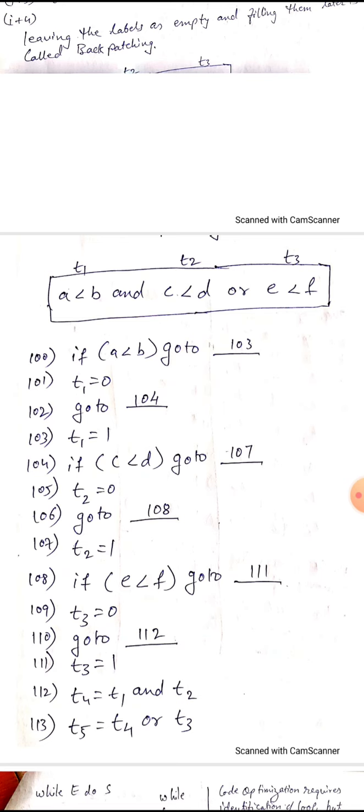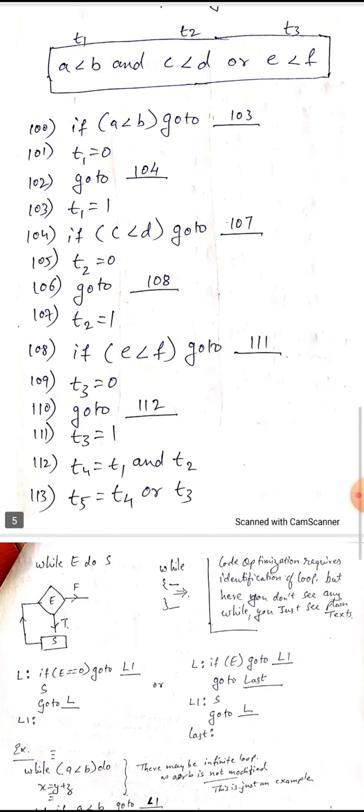We have used one condition and a compound condition, and we generated the intermediate code. What we did was keep the dash as it is initially, and then filled up the values a little later. This concept is known as backpatching.